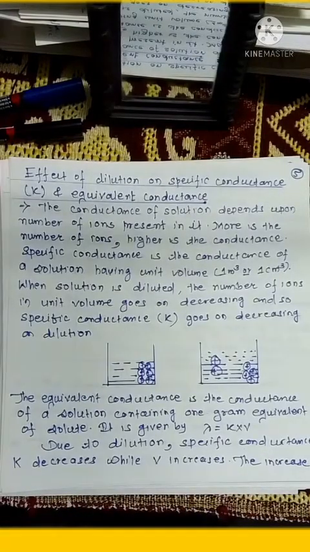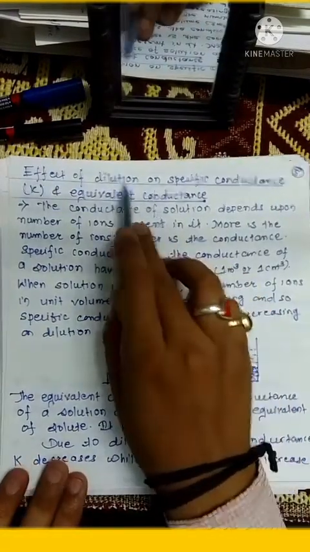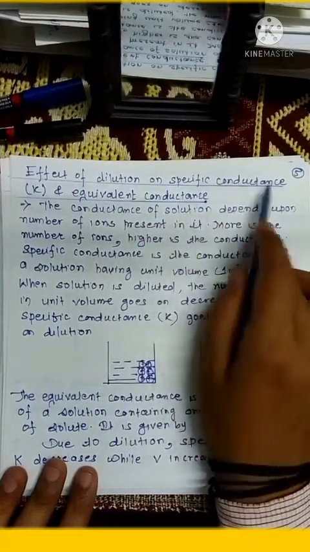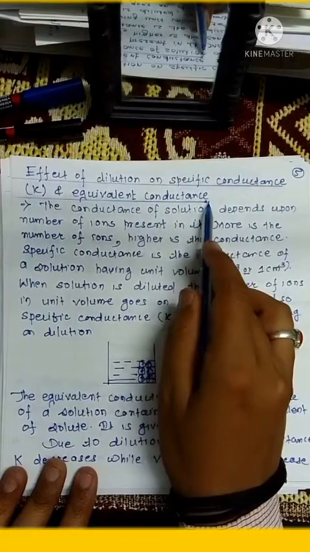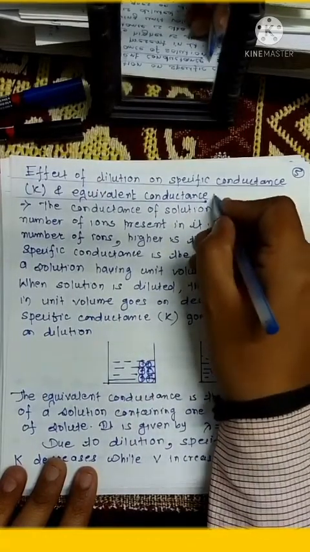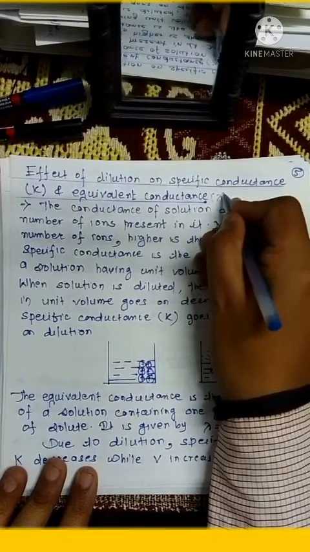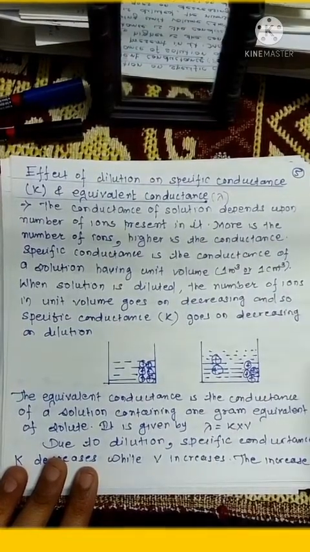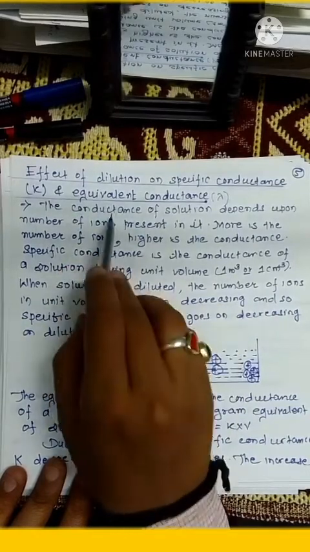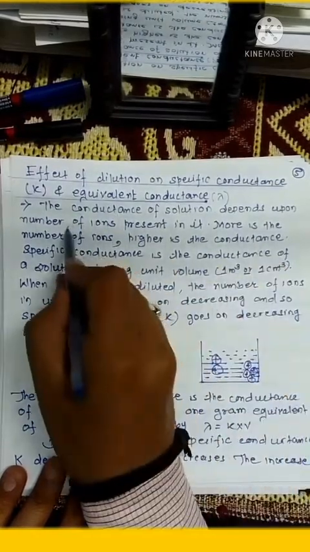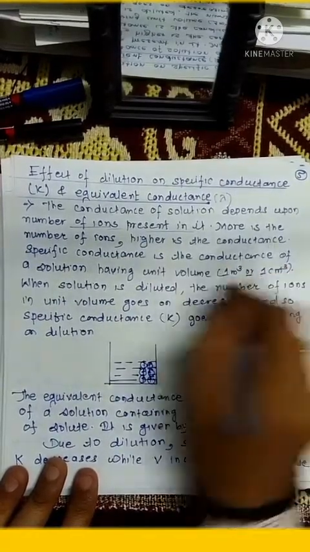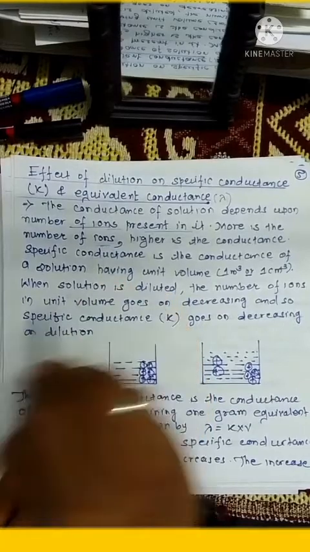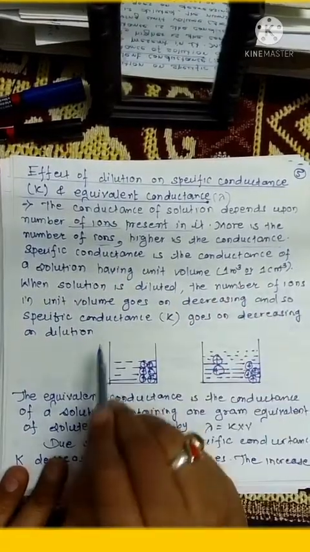Now we are going to see the effect of dilution on specific conductance, that is K, and equivalence conductance, that is lambda. Always remember that the conductance of a solution depends on the number of ions present in it. More is the number of ions, higher is the conductance.